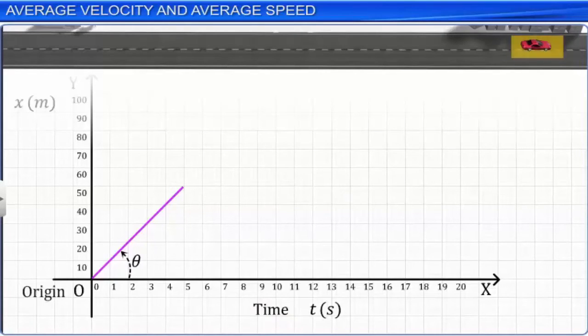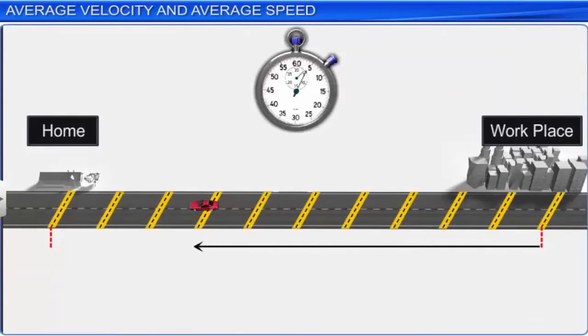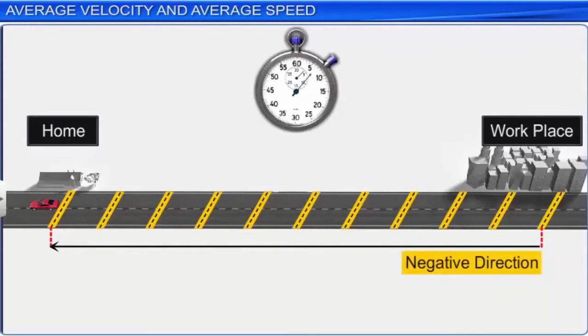When the man returns home, the car makes equal displacements in equal intervals of time in the negative direction. The graph now is a straight line making a negative slope with the time axis. When the total displacement of the car is considered, it is 0.